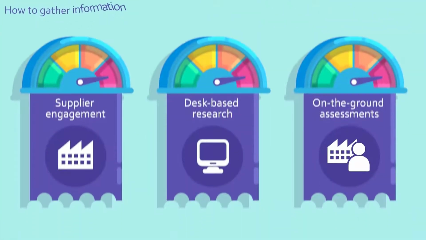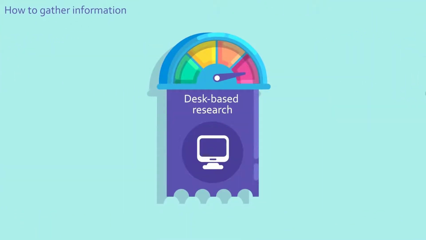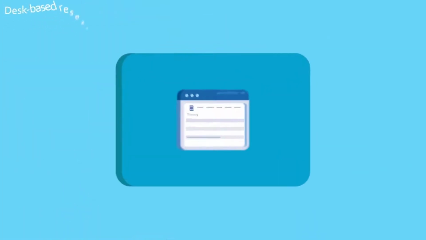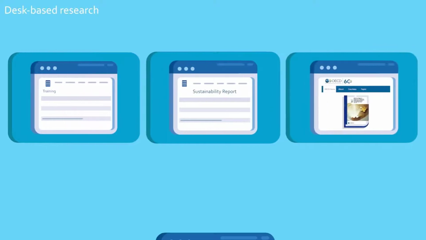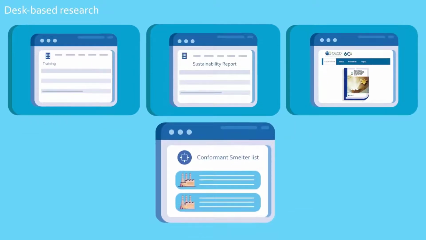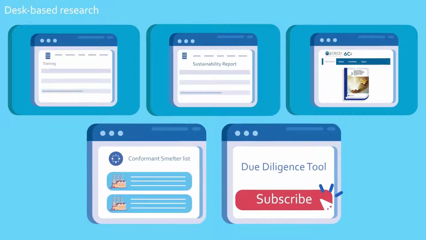Next, you could conduct desk-based research. Research publicly available information. Look at company websites, sustainability reports, and pledges to international frameworks. Gather information through industry associations or subscriptions to due diligence tools. Make sure your sources are credible.